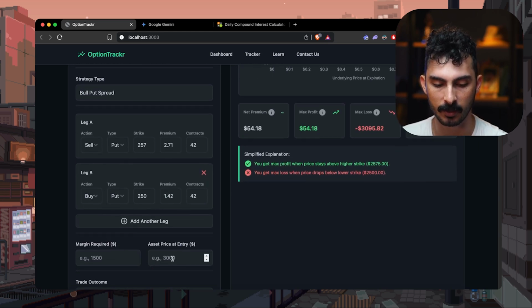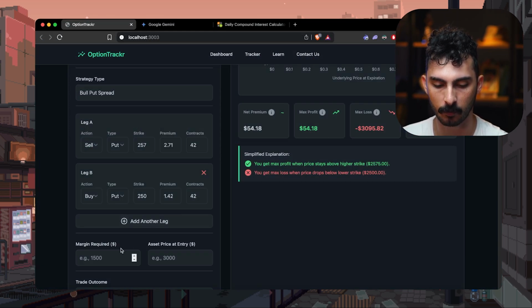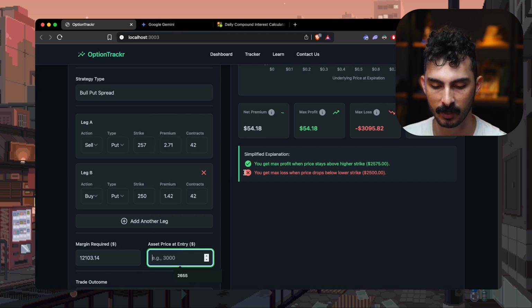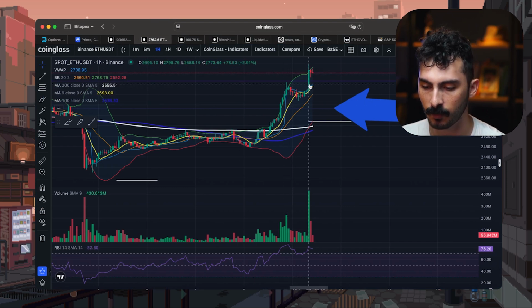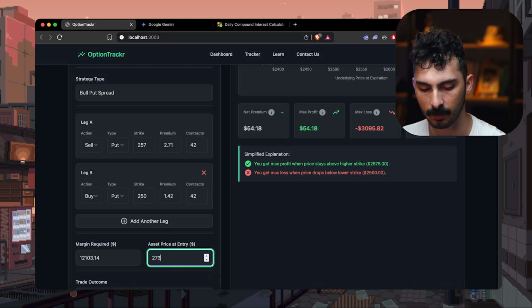So now I'm gonna put here the margin required, which we can find on the topics right here, 12,103.14. And then here, the price of Ethereum when I opened, I like to track that usually. If we go back right here to the 1 hour, it was around the 27.35. So I'm going to put 27.35 right here.